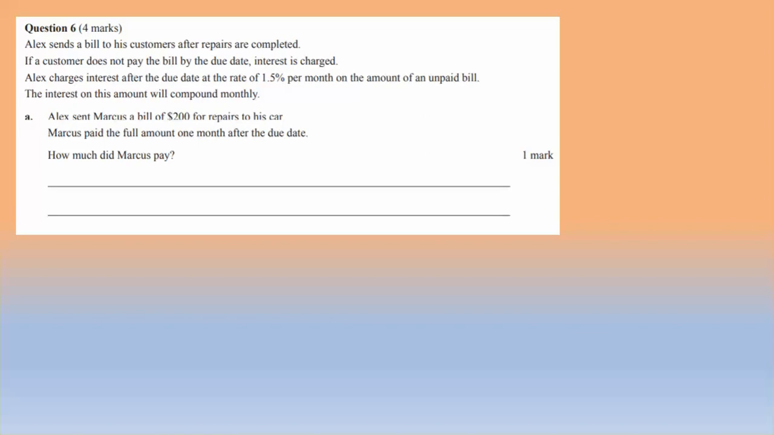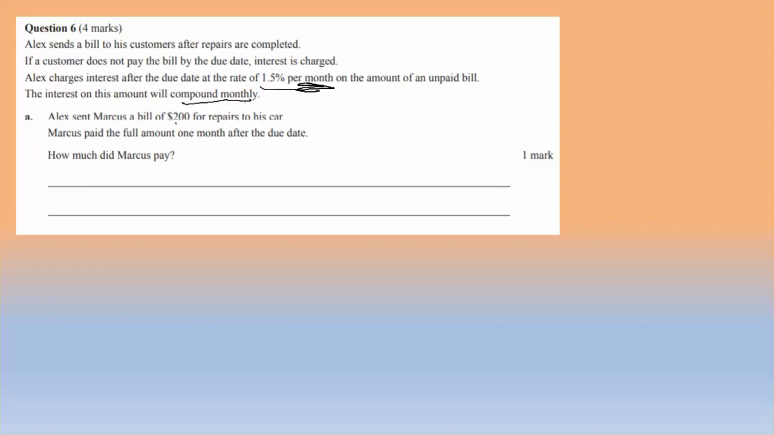Question 6. Alex sends a bill to his customers after repairs are completed. If a customer does not pay the bill by the due date, interest is charged. Alex charges interest after the due date at a rate of 1.5% per month on the amount of the unpaid bill. The interest on this amount will compound monthly. So it's monthly and monthly, so I don't really need to worry about the percentage changing at all.